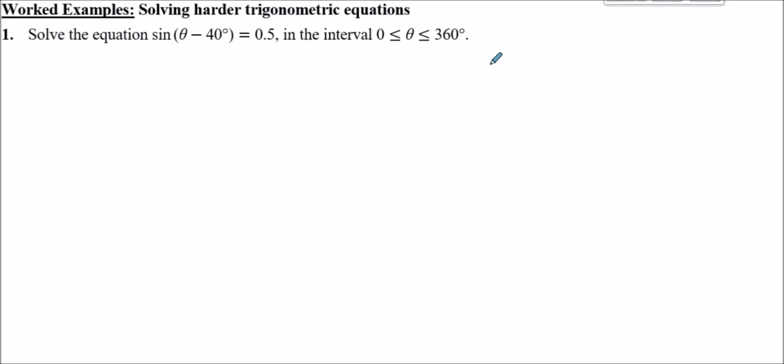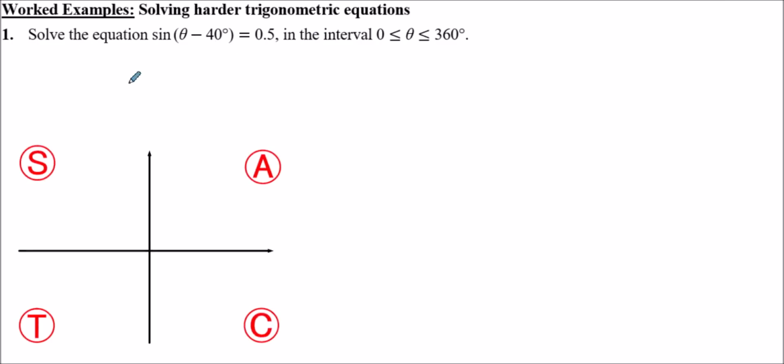So first of all, we're solving the equation sine theta minus 40 degrees equals 0.5 for theta from 0 to 360. Like I mentioned before, because this is a trig equation to solve, just do a cast diagram almost automatically without even thinking about it. So here's one here.